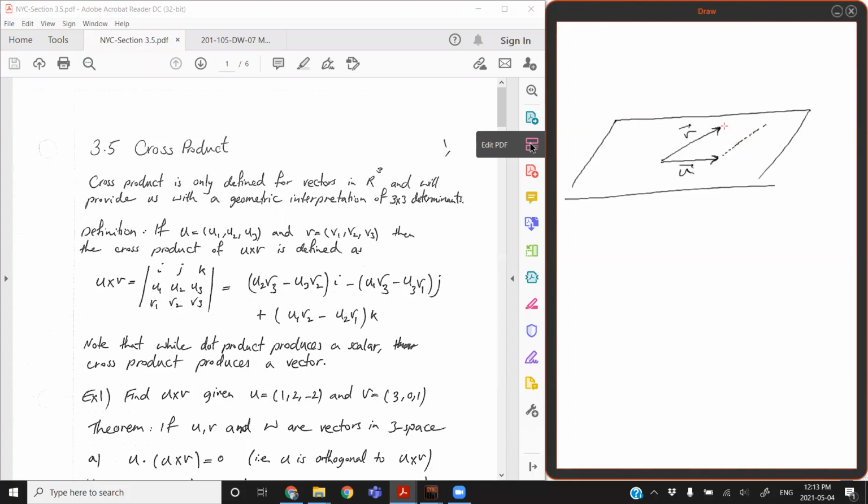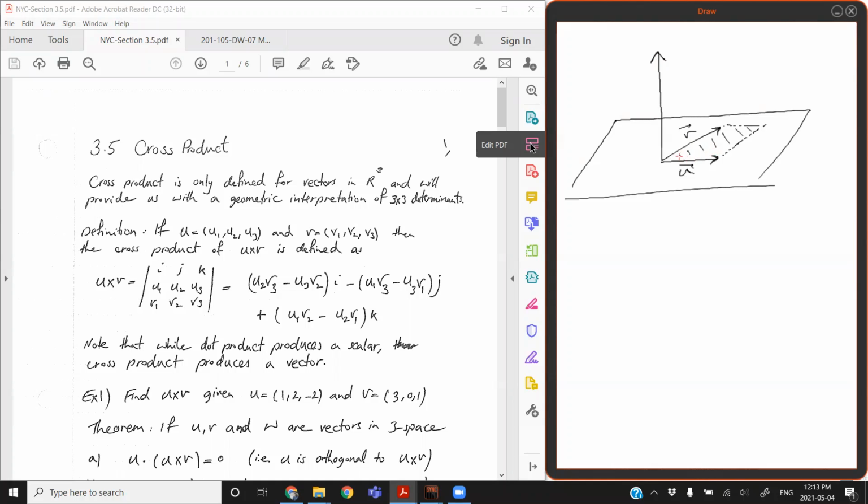So you can see that these two vectors together, when you bring them to the same point, define a parallelogram, and this parallelogram has a certain area. Yes? So the cross product is an operation which will give us a vector that is orthogonal to these two. So it will be a vector like that. It will be orthogonal to the plane that is determined by these two vectors. And how long that will be depends on the area of this parallelogram.